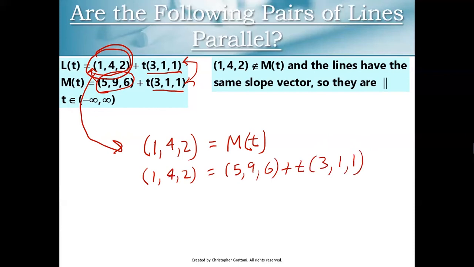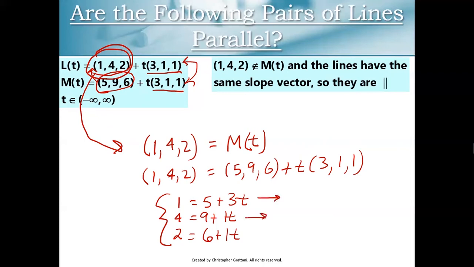And again, you could thread this out into a little system. So you can write 1 equals 5 plus 3t, 4 equals 9 plus 1t, 2 equals 6 plus 1t. And if you solve this little system here, you're going to get some sort of inconsistency, some sort of no solution going on. This one's really quick. I can just show you what happens. You would get 3t is equal to negative 4, so t is equal to negative 4/3. For the next equation, you would get negative 5 is equal to t.